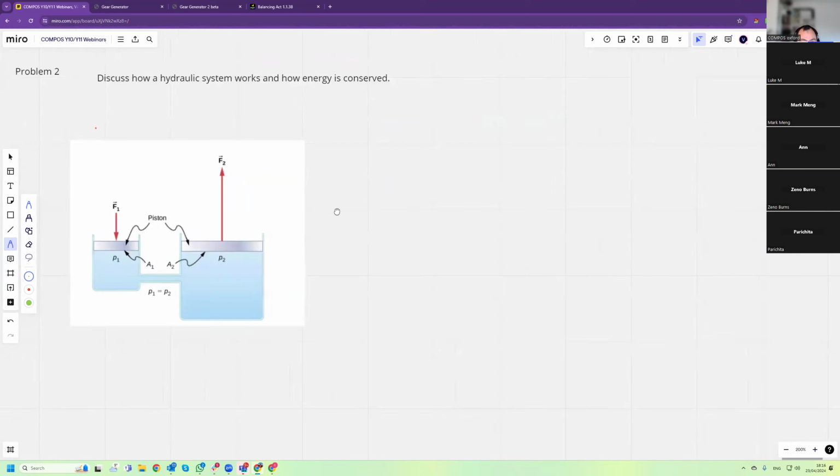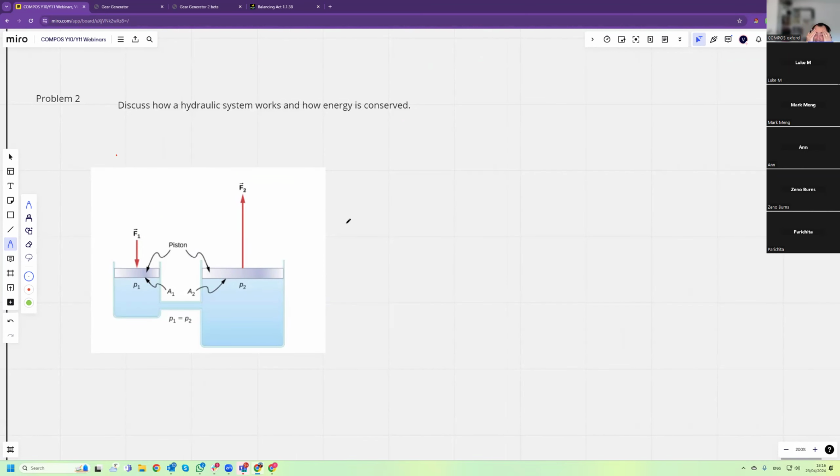Anyways, problem 2. Discuss how a hydraulic system works and how energy is conserved. Well, this is a simple example. This gets slightly confusing, because in a hydraulic system we tend to say that pressure 1 is equal to pressure 2, and that's assuming that the pistons are at the same depth. But we don't really need to worry about that too much. We can just say that pressure 1 in the liquid is equal to pressure 2 in the liquid, because that's how it works. Pressure is the same in all directions. That's Pascal's law.